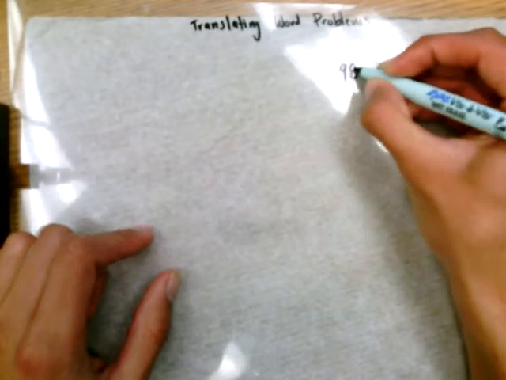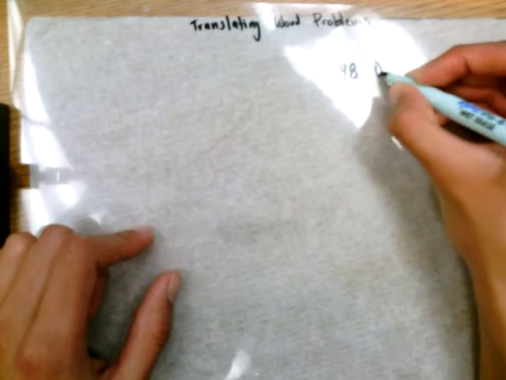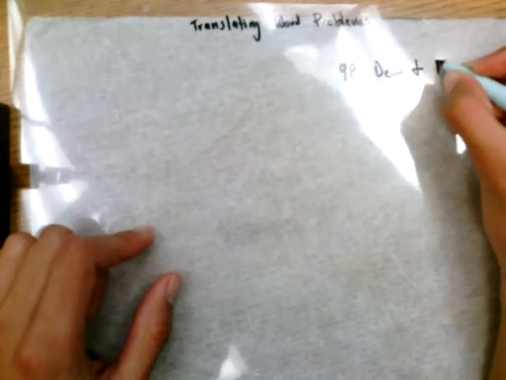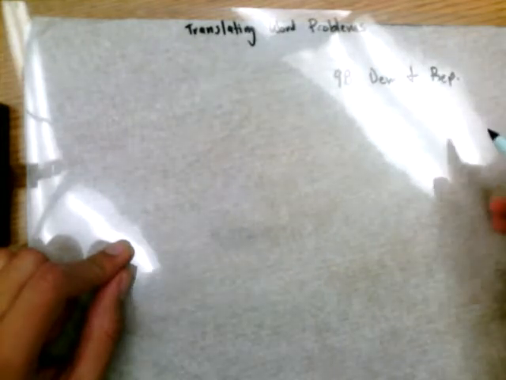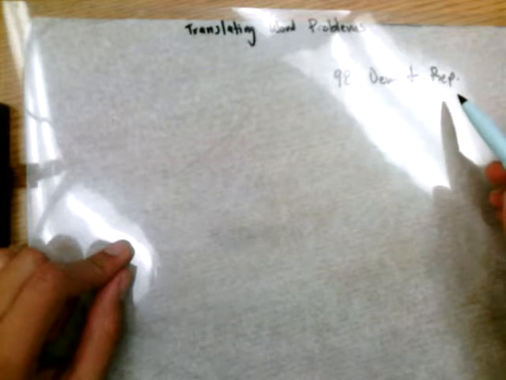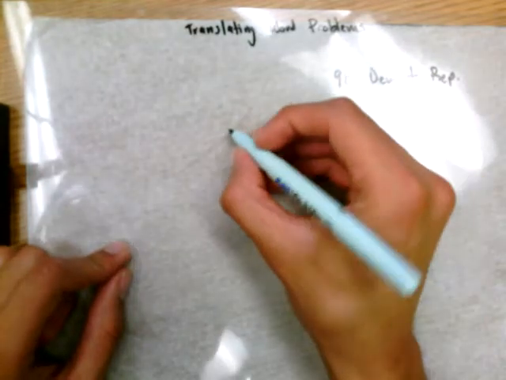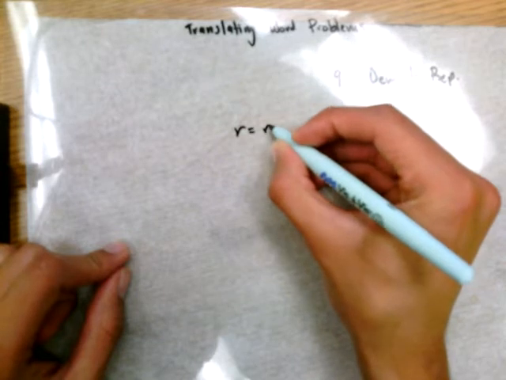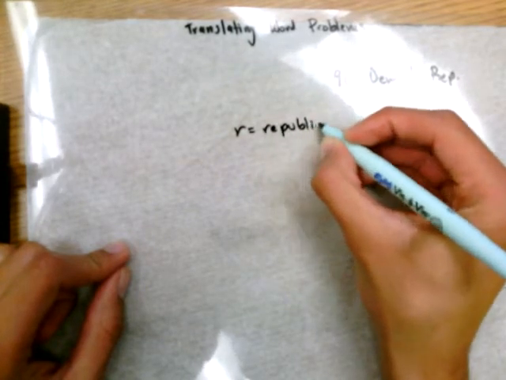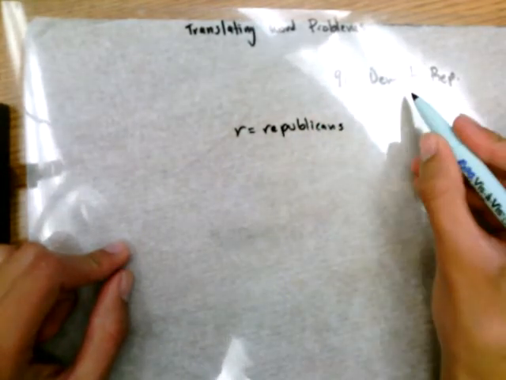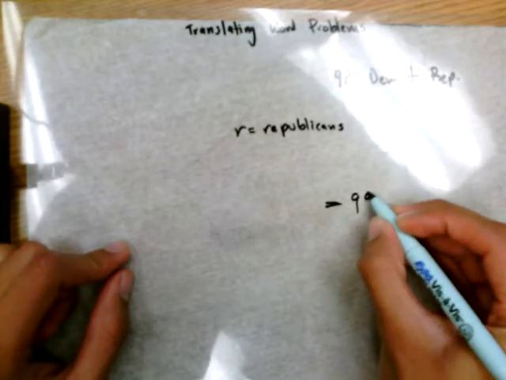So there are a total of 98 Democrats and Republicans. I'll make sure I understand that. Now they're telling us that there are 18 more Democrats than Republicans. So in this problem, let's assign a variable for the Republicans. So let's say R is equal to the amount of Republicans there are. We know what the total is, so the total is 98.